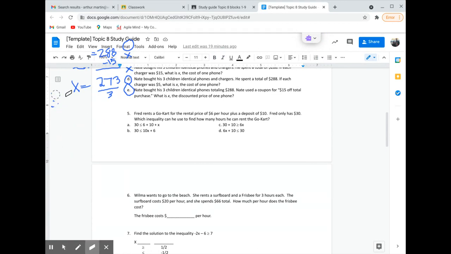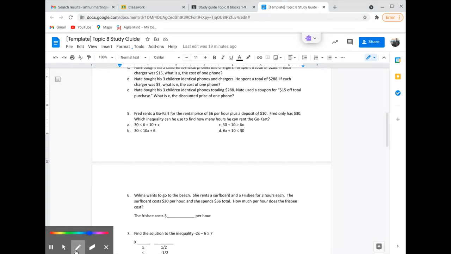Would you read that one for us, Roy Kia? Fred rents a goat cart for the rental price of $6 per hour, plus a deposit of $10. Fred only has $30. Which inequality can he use to find how many hours he can rent the goat cart?